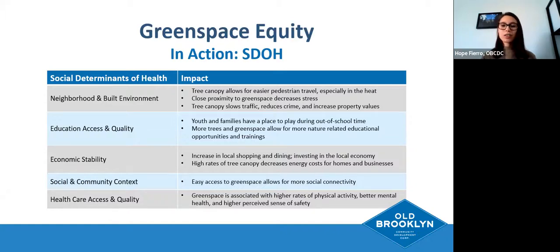And also it allows for more social connectivity. So when you're close to a park, you can go and have a picnic, you could have meetings there, play a sport there, take your kids there. There's a lot of opportunity to get to know your neighbors when you're close to a green space. So as you can see, green space is really much more than just the way things look. It really does impact your overall well-being as well, which is why it's so important to make sure that we have accessible, equitable green space in our neighborhood.